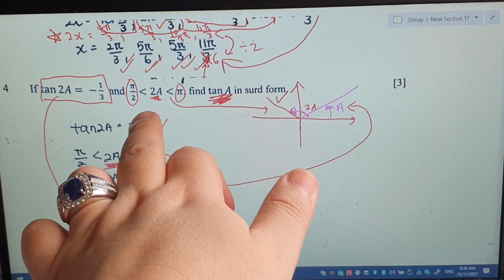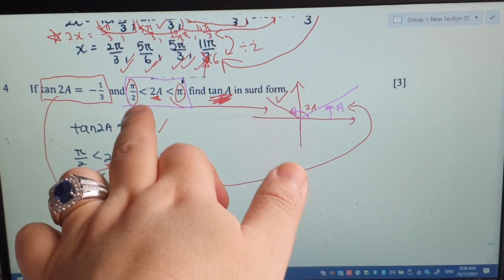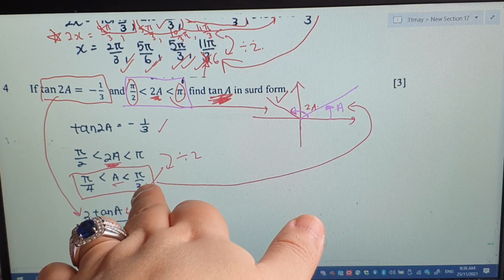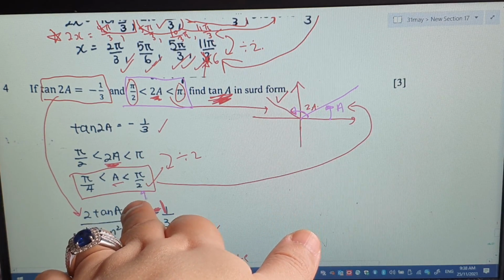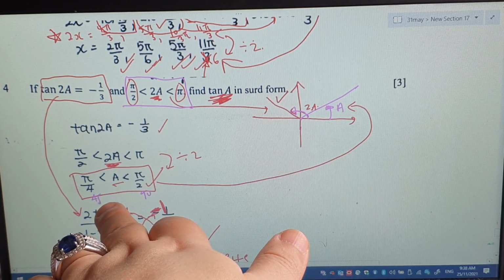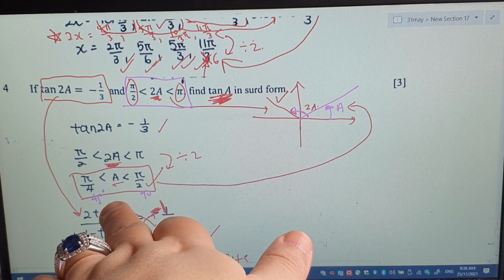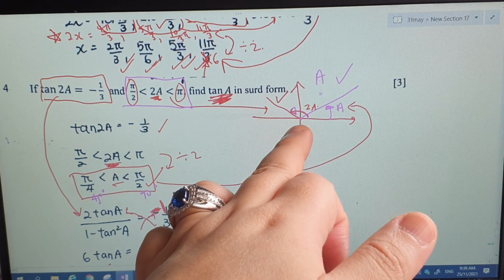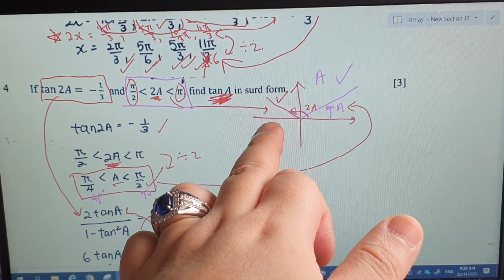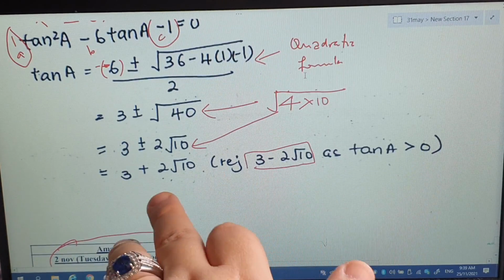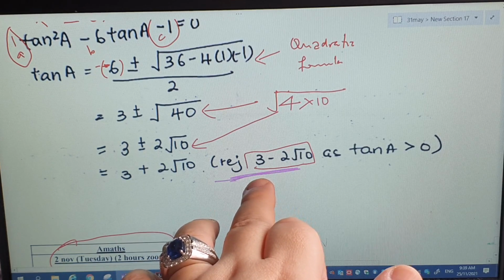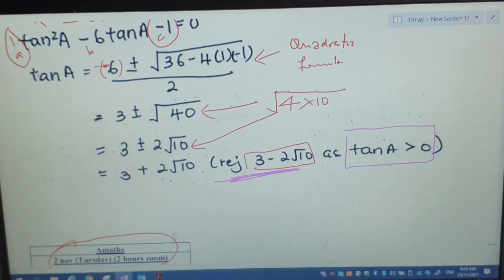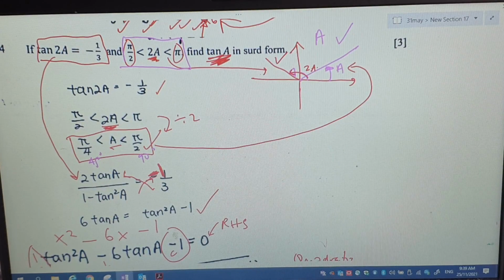Just now we said it was in the second quadrant, here. But when you divide by 2, you get pi over 4, you get a, and divide by 2, you get pi over 2. This pi over 2 is 90. This pi over 4 is 45. So your a is in the first quadrant. Understand? And in the first quadrant, all ratios are positive. That's why you reject this, as tangent A is positive. Okay? So that's all for this particular quiz.